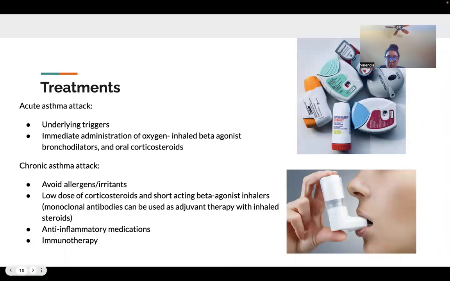As for chronic asthma attacks, try to avoid allergens and irritants to reduce flare-ups and narrowing of the airway. Depending on the severity of asthma, short-acting beta agonists can be used, and if more severe, long-acting beta agonist inhalers or leukotriene antagonists can be effective. Lastly, anti-inflammation medications and immunotherapy are shown to be helpful.